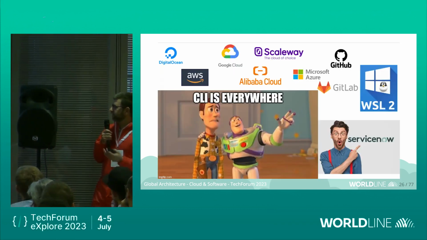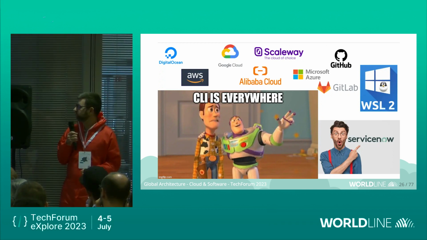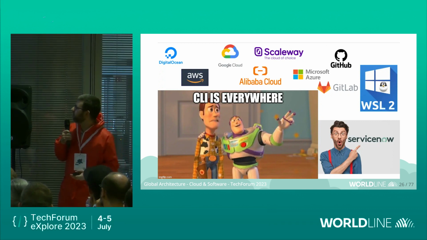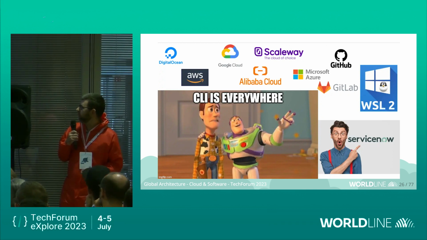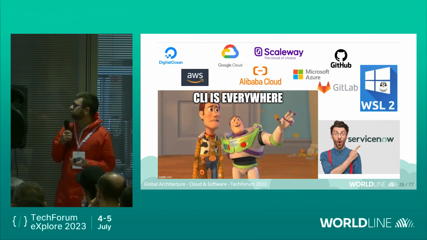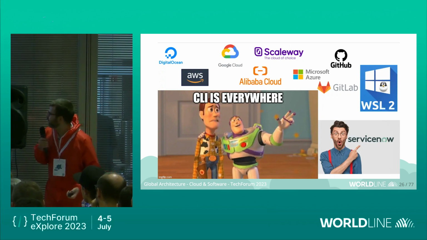After that, CLI is nowadays everywhere. So you have, of course, CLI for AWS, GCP, Microsoft Azure, but also for Scaleway, Alibaba, DigitalOcean, but also on the development spectrum, for example, GitHub, GitLab, and moreover, even Windows provides Windows Subsystem for Linux version 1 or version 2 in order to power command line inside Windows. So mainly Linux command line. And even ServiceNow provides a command line, so you don't have any excuse.